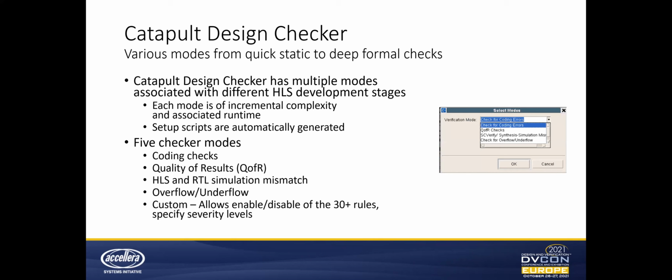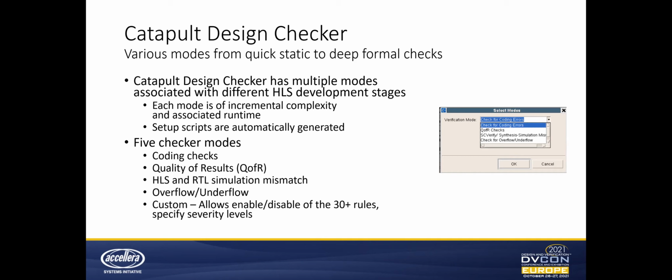We organized the Catapult Design Checker checks, there's over 30 of them, into different modes. We generally align those to which phase of development the user is in. So the early phases are typically less complex and they result in less runtime, while later stages employ more complex formal checks that can take more time to run, but these are necessary when the design source is nearing its final stage and you're about to push things through the synthesis process. Regardless of which mode is being run, from the user perspective, these checks are essentially push button.